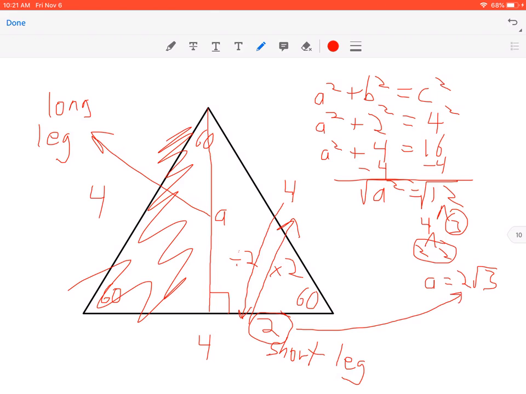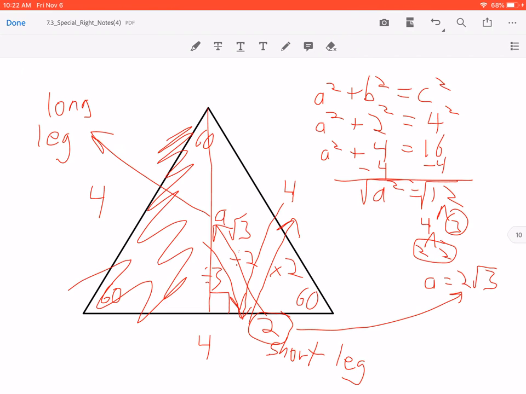So what you do to go from the short leg to the long leg is simply multiply by radical 3. So whatever the short leg is, multiply by radical 3, that's the long leg. You don't need Pythagorean theorem. If you had to go from the long leg back down to the short leg, the opposite of multiplying by radical 3 is simply dividing by radical 3. And there's your rules right there.